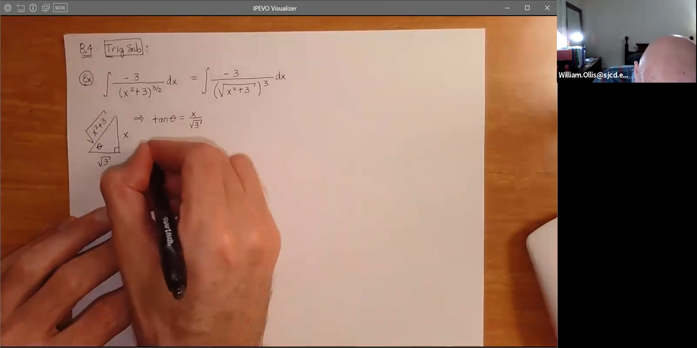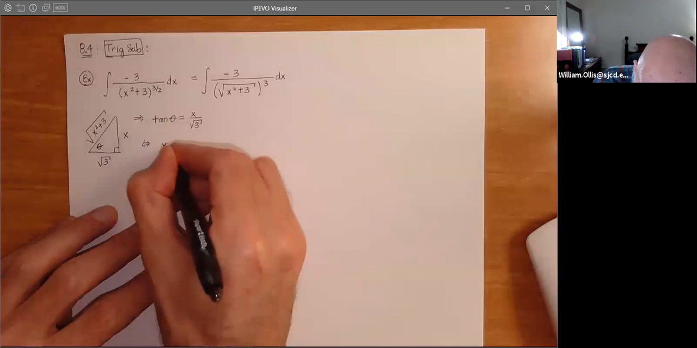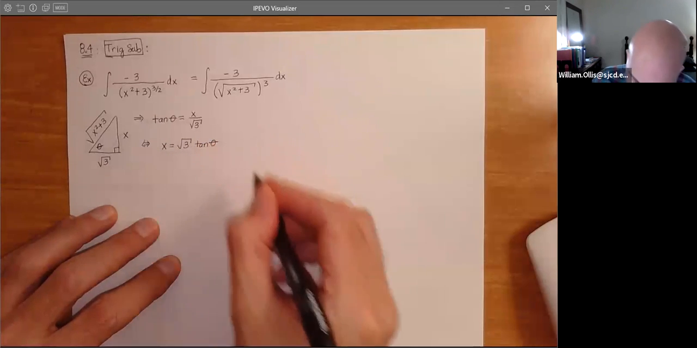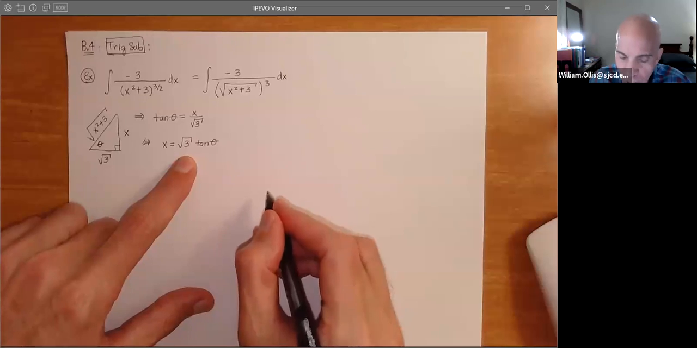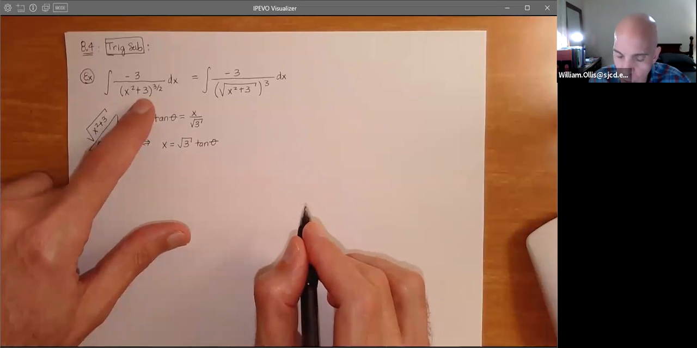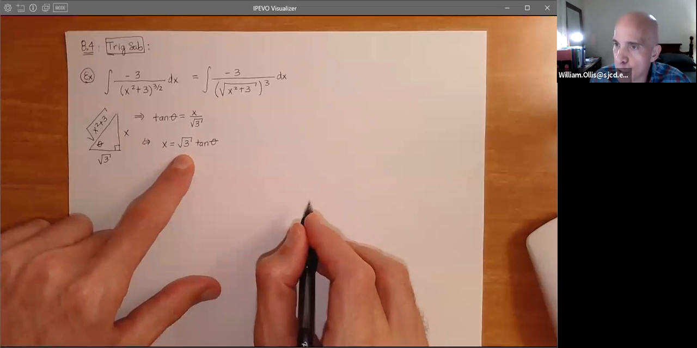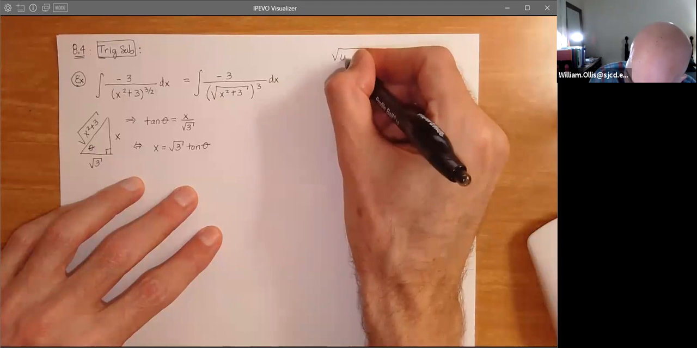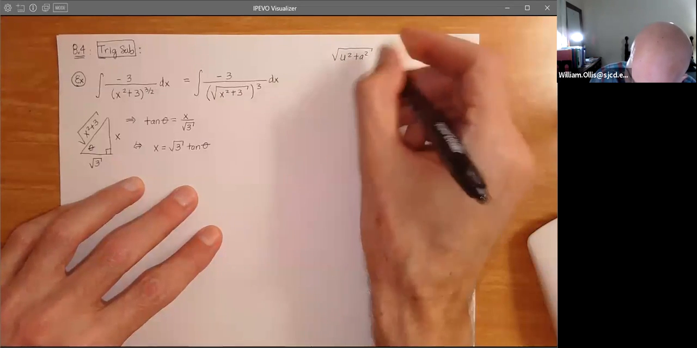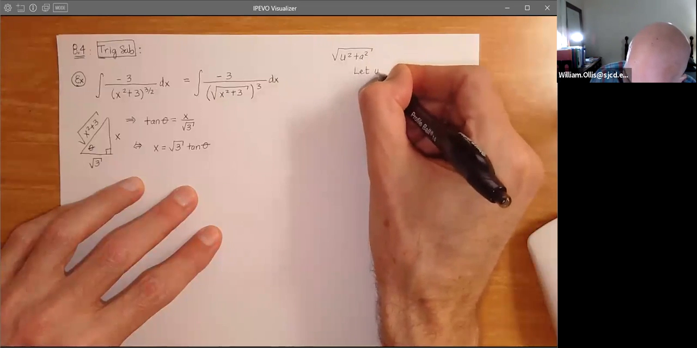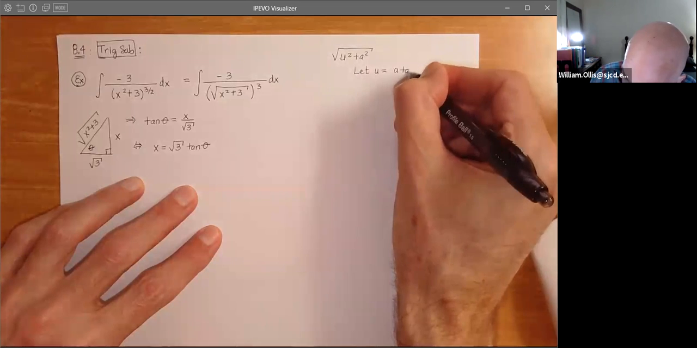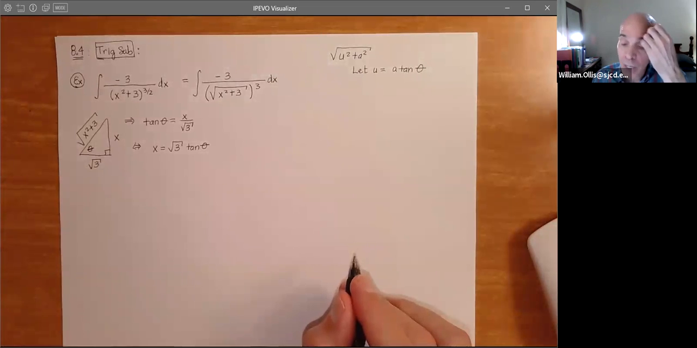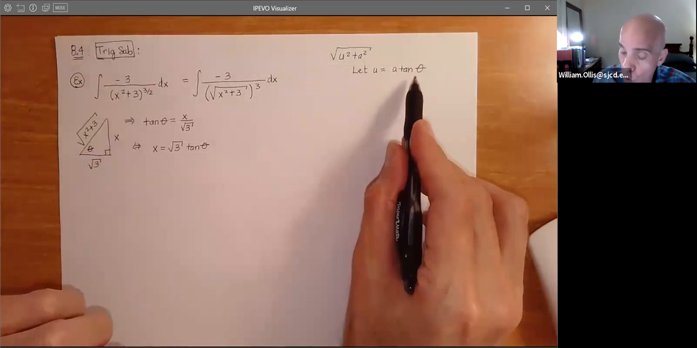So now if and only if, watch this, x is just the square root of 3 times tangent theta. So what we're seeing here is that when we have a form u squared plus a squared, we can use this type of substitution. So in general, if we have a radical that looks like u squared plus a squared, what we want to do is let u equal a times tangent theta and use the inverse trig functions.